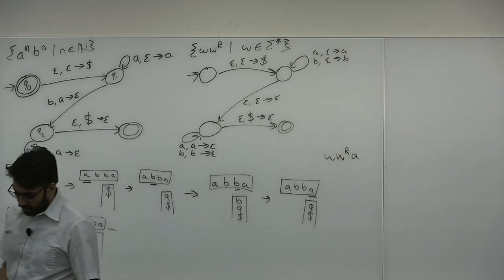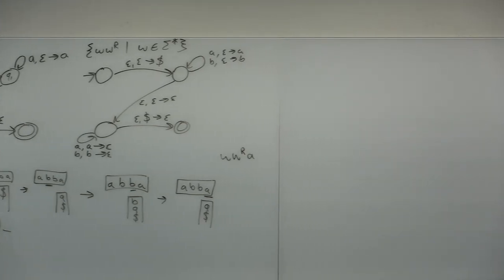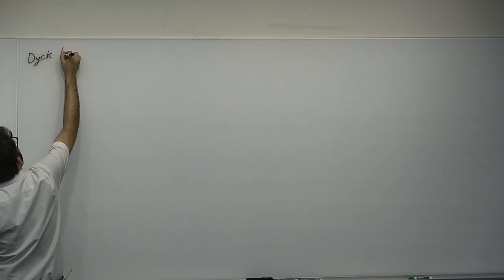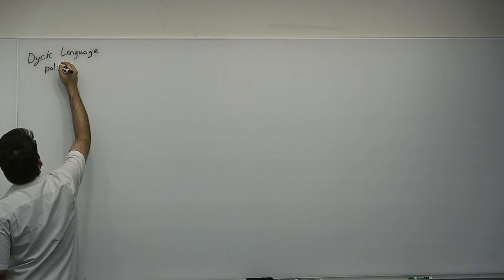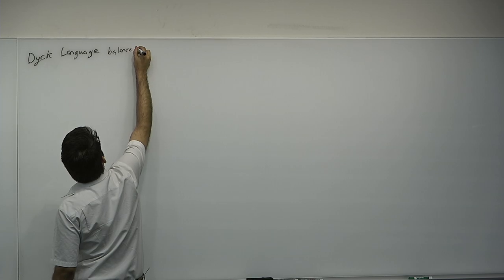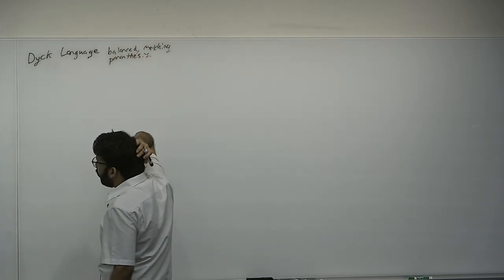Okay, so those are two good examples of PDAs. I have a few more. Let's do the Dyck language. So this is like balanced matching parentheses. To try to come up with this one, I'll give you guys two minutes, and then we'll do it. This one's actually surprisingly easier than the others we've done so far.